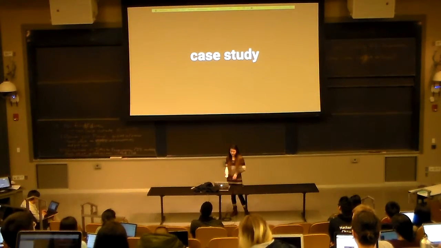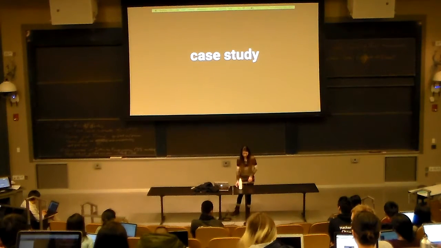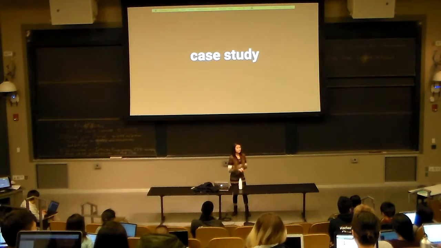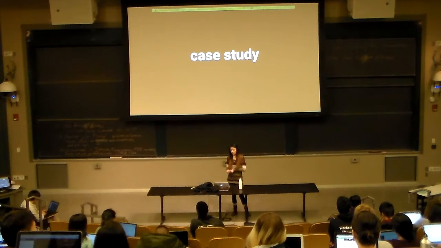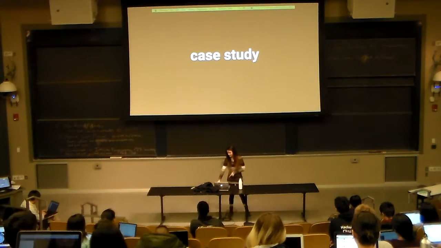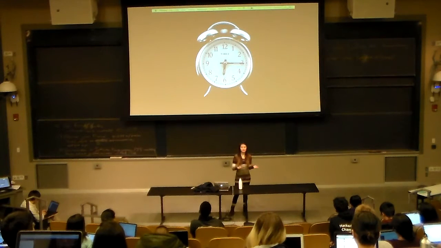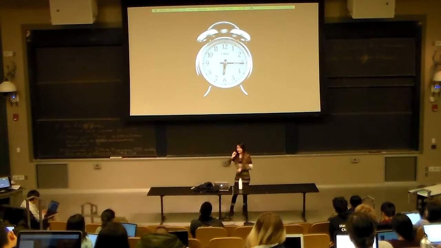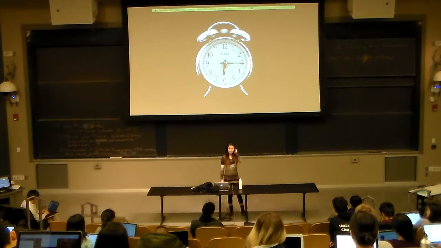Let's go into a case study. So I want to review basically what we talked about in usability earlier through this example of an alarm clock. Let's say that we are designing an alarm clock app, right? This is an alarm clock, a physical one. How would we make an alarm clock app learnable? Any suggestions?